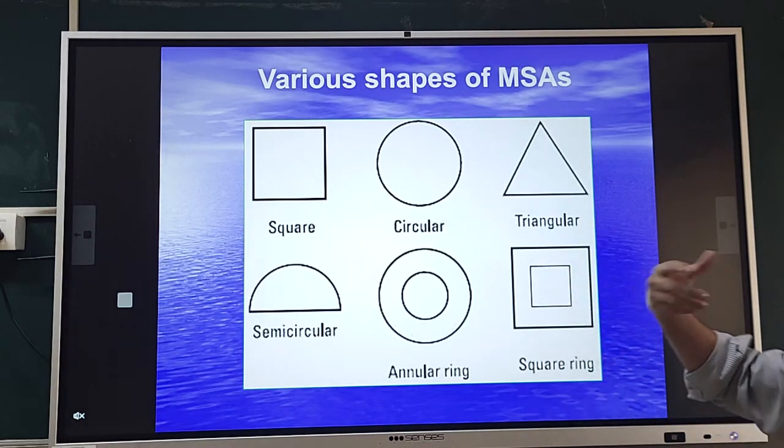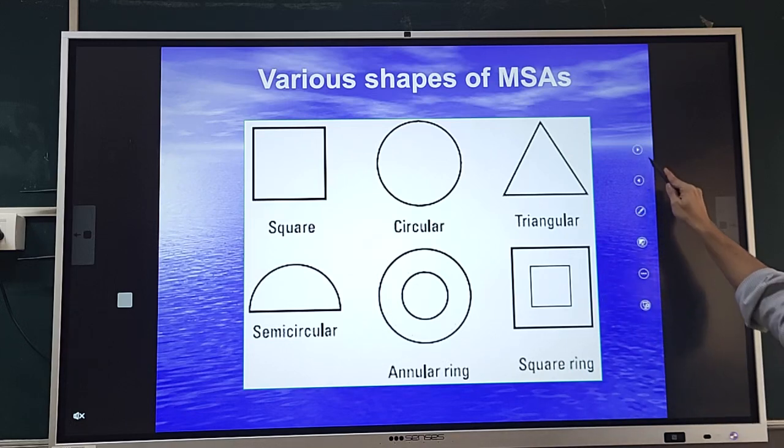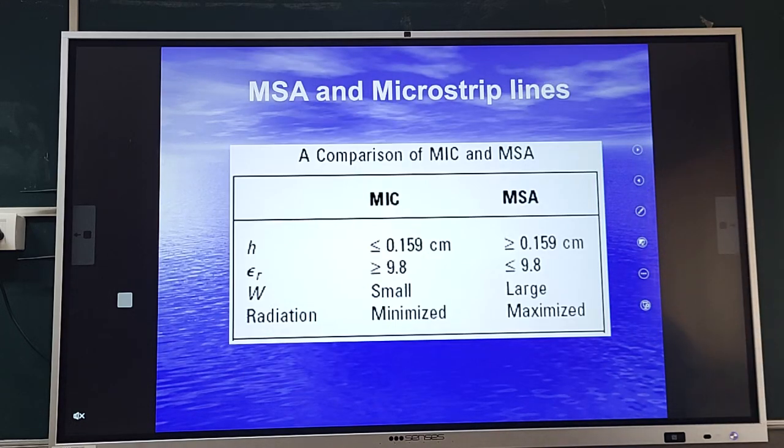So different shapes are required. Generally, from the basics of understanding point of view, we will prefer regular shapes, but no one stops us, especially in the simulation era, from using these advanced shapes. So this is about the selection of the regular shape or the shape of the microstrip antenna.